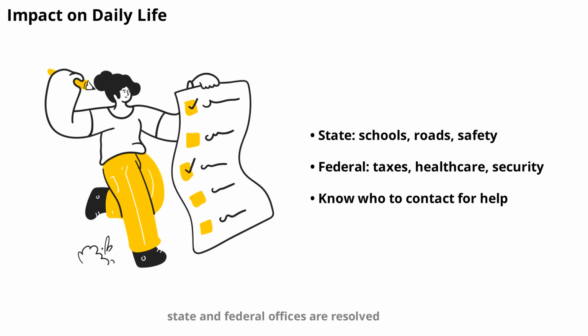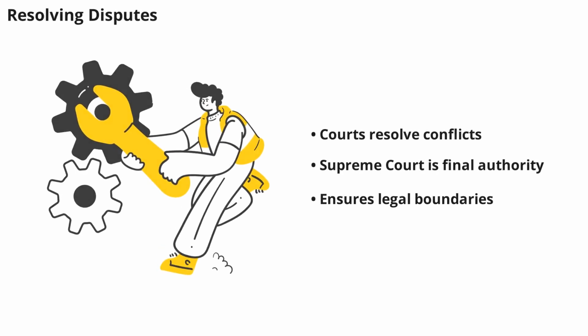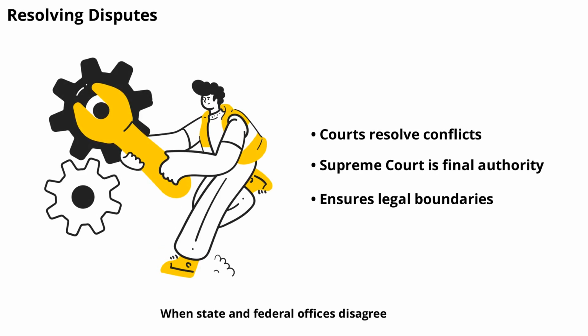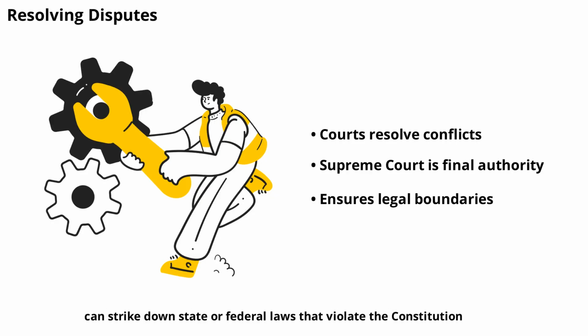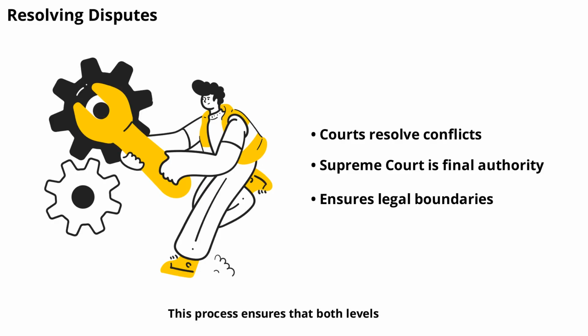Next, let's look at how disputes between state and federal offices are resolved. When state and federal offices disagree, courts often step in to resolve the conflict. The U.S. Supreme Court has the final say on constitutional issues and can strike down state or federal laws that violate the Constitution. This process ensures that both levels of government operate within their legal boundaries.